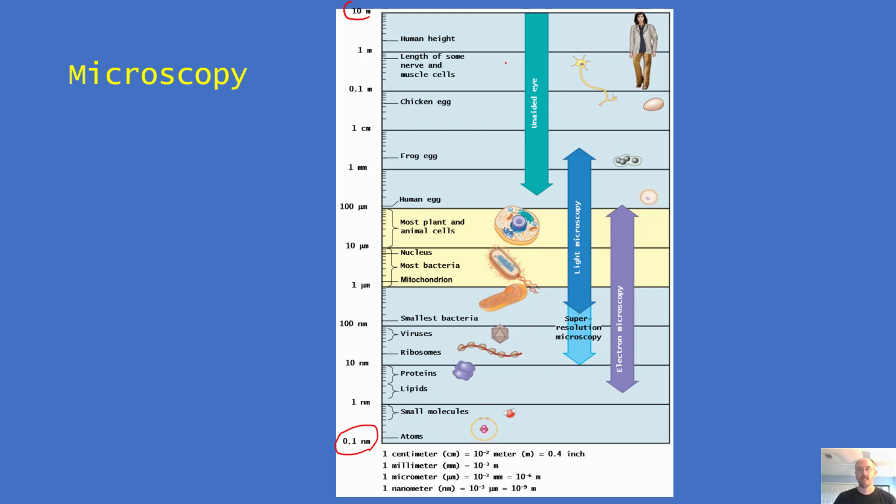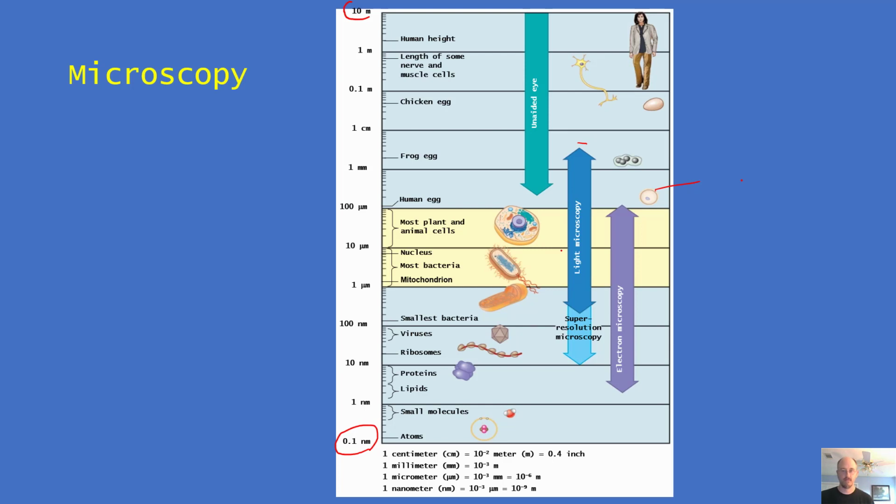Now, if we go all the way up here, this shows us the unaided human eye, what it can see. And the unaided human eye can see nerve cells, if they're extracted, because they're really long, chicken eggs, which are a single cell, just a highly modified cell, frog eggs as well, and we can just barely maybe see a human egg, which would be like a dot, basically, to us. But starting down here, actually starting around here, you can see where light microscopy comes in.